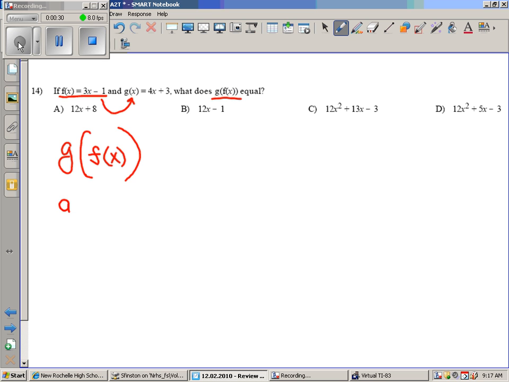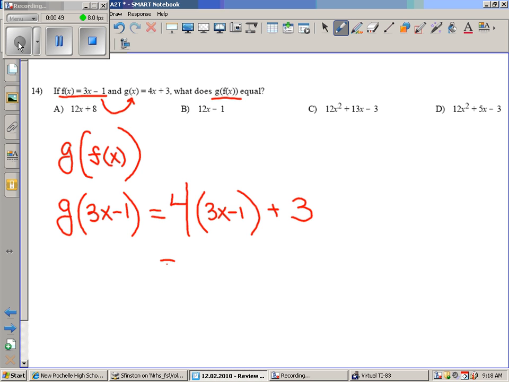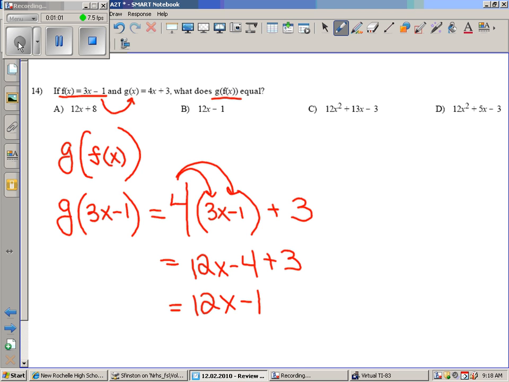That's the same thing as saying g. How much is f of x worth? 3x minus 1. So we've got to find g at 3x minus 1. So that's going to be 4 times 3x minus 1 plus 3. Distribute the 4 in, and we're going to get 12x minus 4 plus 3, which is the same thing as 12x minus 1. So which choice is it? Choice B, piece of cake.